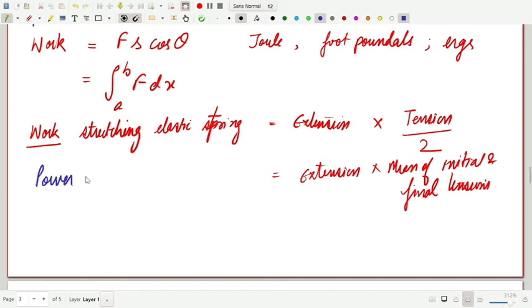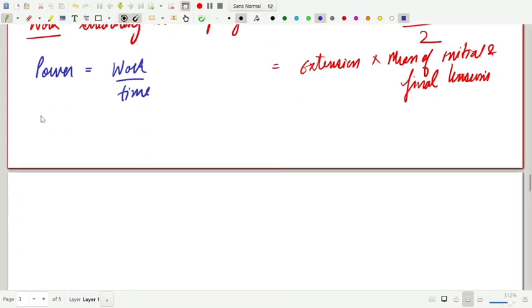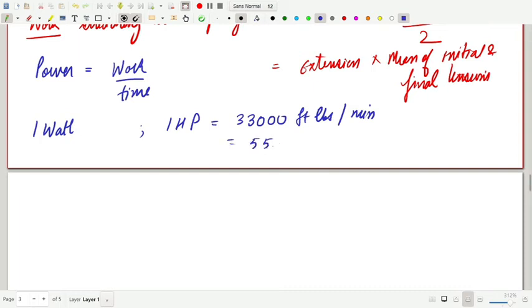Now power is rate of doing work over time. SI unit is watt, 1 joule per second. Horsepower is also there. If it is doing 33,000 foot-pounds of work per minute, or equal to 550 foot-pounds per second, that is 746 watt.